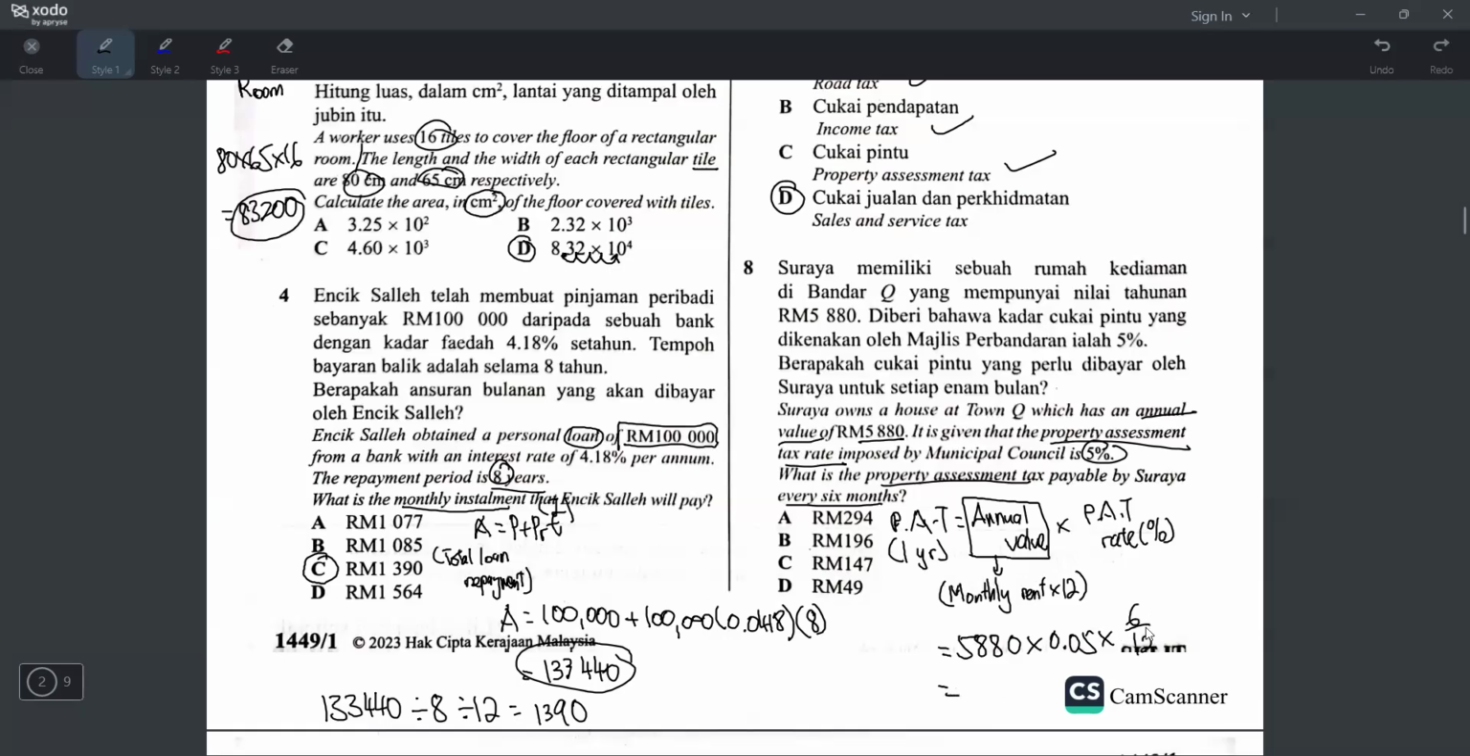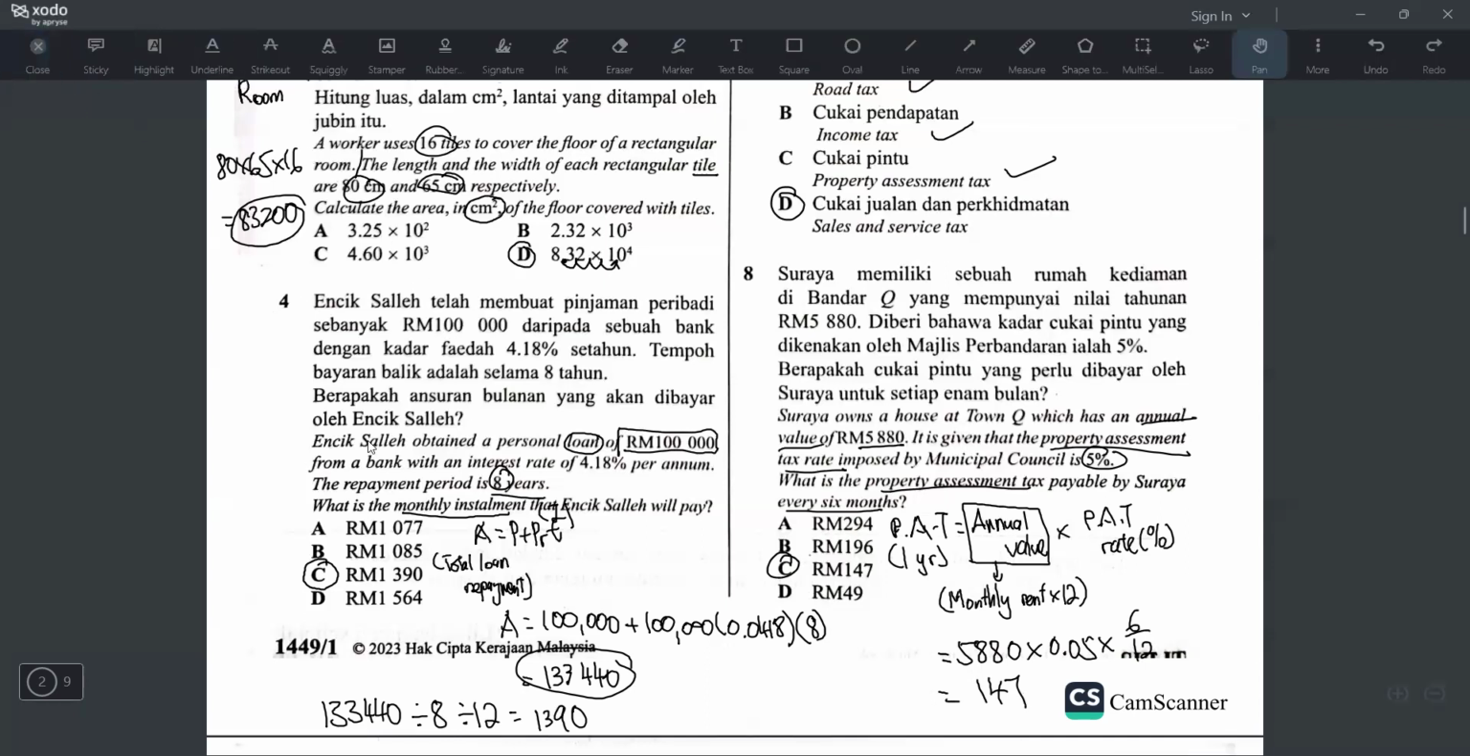Okay, because 6/12 is 1/2, right? Times 1/2 means divide 2. So you have to tekan 5880, darab 0.05, divide 2. So you get 147. Okay, let me double check with the calculator. Divide 2. Okay, yeah. So the answer is C. Okay, let's continue.